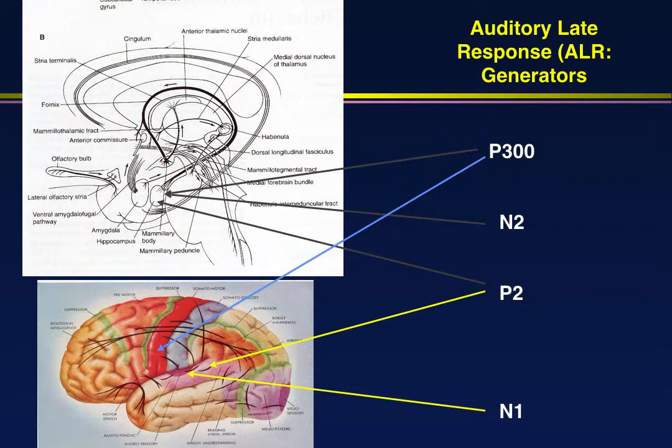And one advantage of the late response is we can use speech stimuli to evaluate it. So we're not trying to find a lesion here. We're not trying to find a disorder. We're trying to use an evoked response to get objective information on whether the auditory system is functioning properly, and in infants, whether it's maturing as it should with auditory stimulation.